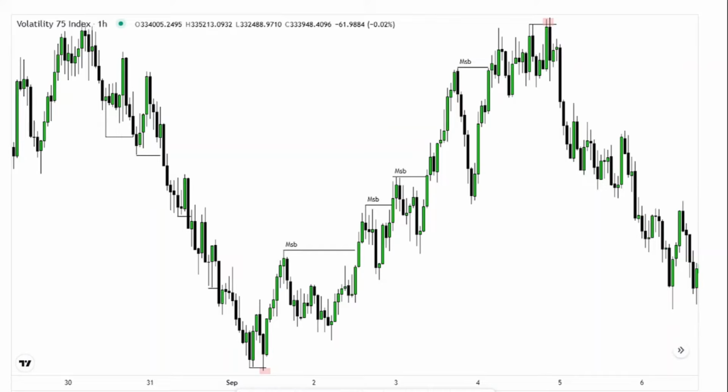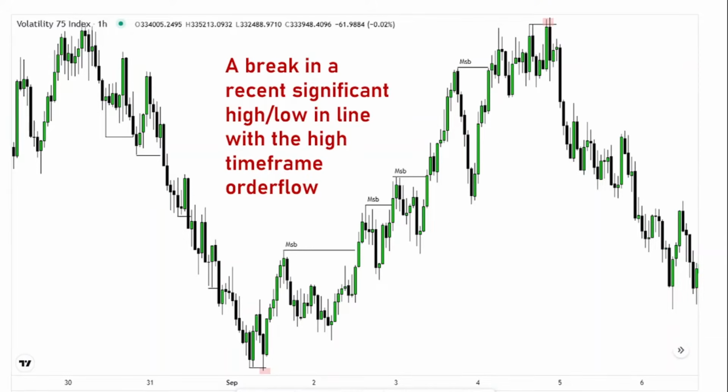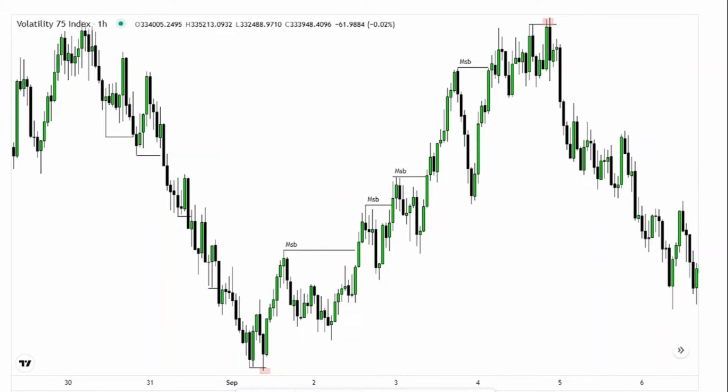Well, it's a break in a recent significant high or low in line with the higher time frame order flow. That is to say, if you look at this particular chart right here, we're on the 1 hour time frame, which is the intraday time frame. Price has been breaking structure to the upside for 1, 2, 3, 4 days. So for 4 days, price has been on a bullish trend, and you've seen breaks in structure to the upside.